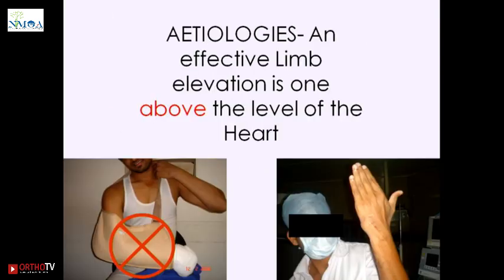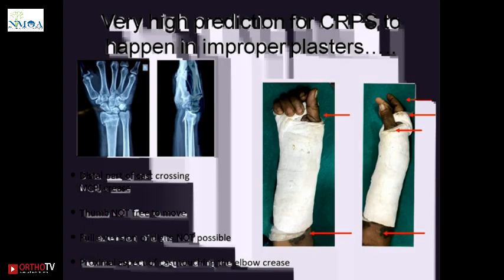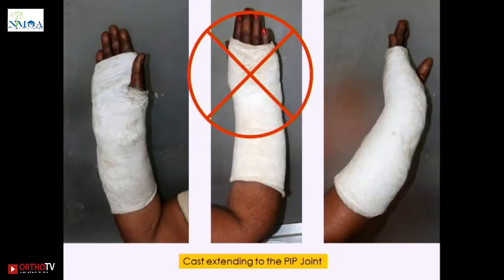Now, what is the etiology specifically in type 1? In type 1 or type 2, whatever it is, we invariably ask the patient to keep the arm in a cuff and collar sling, but ideally it should be above the heart level. Second thing is, whenever we put a cast, the cast should not cross the distal palmar crease. The thumb should be free. Full extension of the digits should be there. The proximal cast should not touch the elbow crease. This is the wrong way of putting the cast.